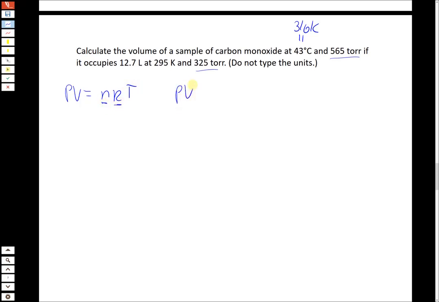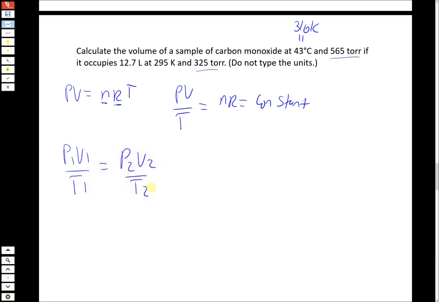When we rewrite this, we get PV divided by T equals nR, and that's going to be constant. And so the relationship we're going to derive for this one is a combined equation that combines Boyle's law and Charles' law together in reality. But again, it comes directly from here, PV over T, so P1V1 over T1 equals P2V2 over T2. Okay, so those are what we're going to be using.